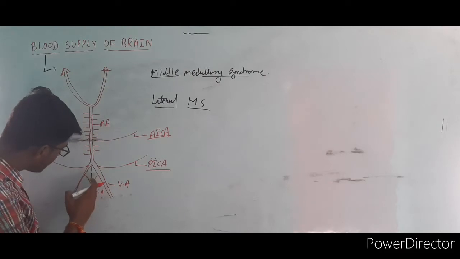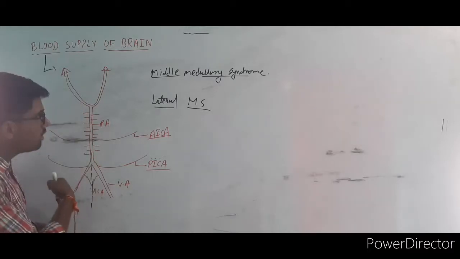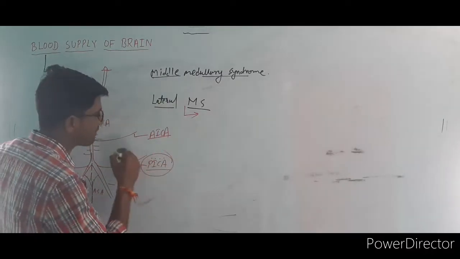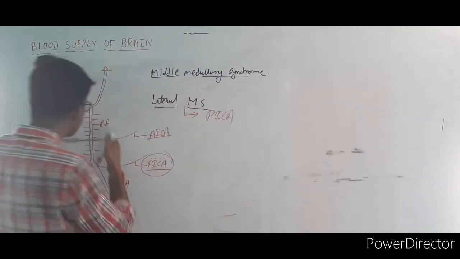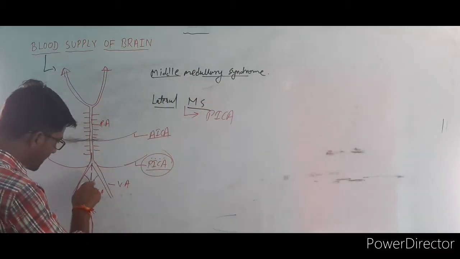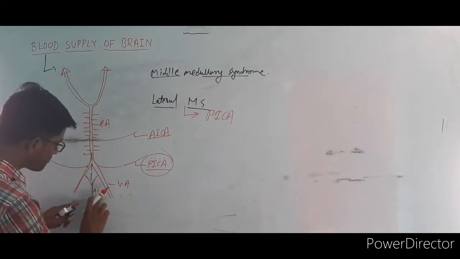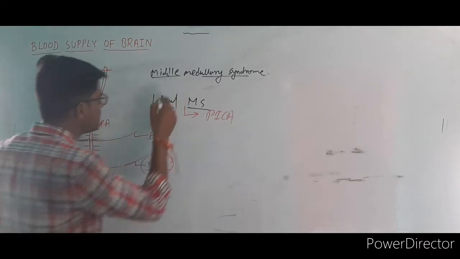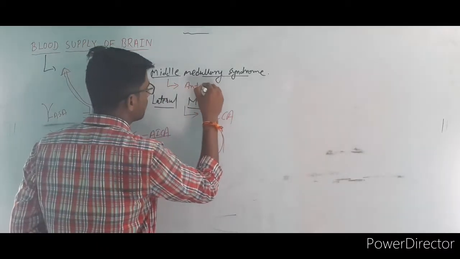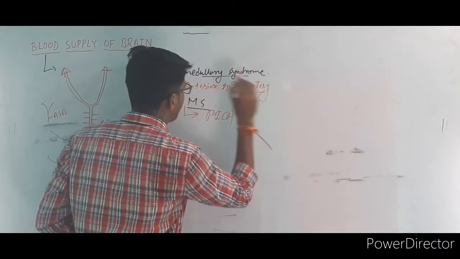See here, this PICA and this vertebral artery are lateral to the medial plane, so that is the lateral medullary syndrome. In the lateral medullary syndrome, which artery is mainly affected? PICA. See, this is the plan. And in the medial medullary syndrome, tell me, these two arteries combine and form what? Anterior spinal artery. So in the medial medullary syndrome, the anterior spinal artery is affected.